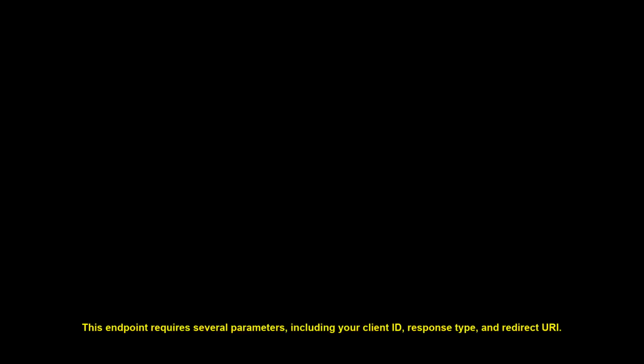This endpoint requires several parameters, including your client ID, response type, and redirect URI. For response type, use the value code to initiate the authorization code flow. The redirect URI should match the one configured in your ADP application settings. After constructing your authorization URL, redirect users to this URL.